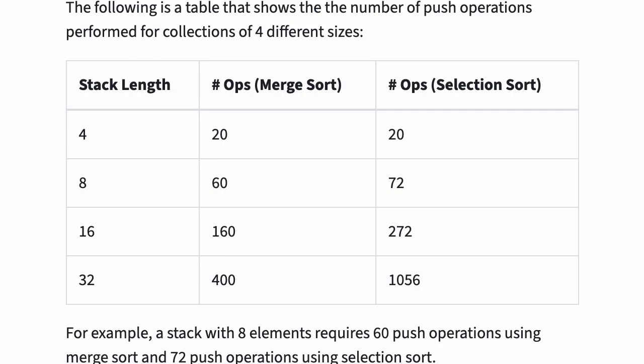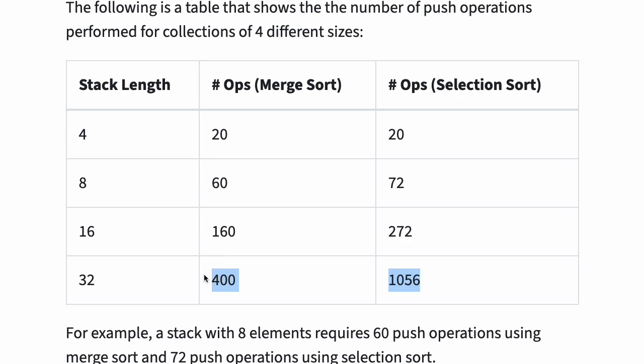For example, when there are 4 elements, the same number of operations are needed for both sorts. But for 32 elements, selection sort requires more than 2 times the number of operations as merge sort. In other words, selection sort takes more time to complete than merge sort.